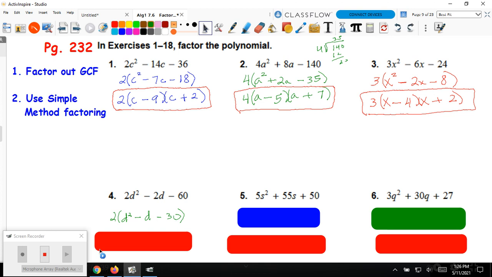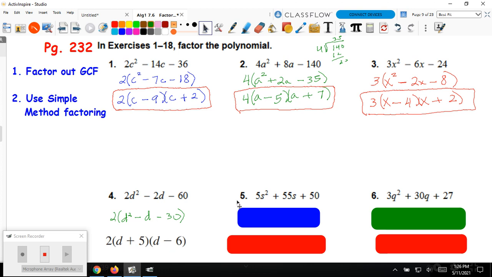2 still on the outside. D and d go up in front. The two numbers that multiply to give you 30, that will subtract to give you a 1, are 5 and 6. And since they're different signs, that means 6, the bigger number, is going to get the sign of the middle sign there, which means 5 is positive.